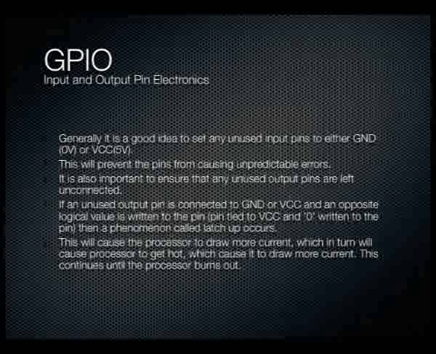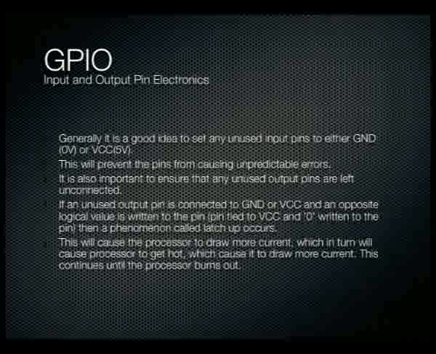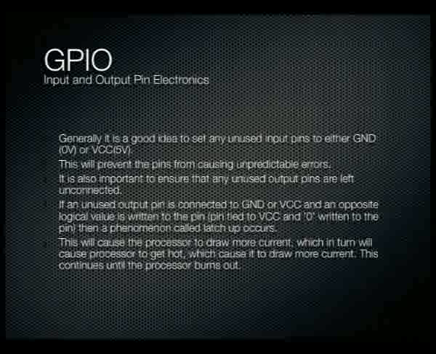Okay, so when it comes to general purpose input-output, we have a series of input and output pin electronics associated with them. Because it is an electrical device, you've got to keep that in mind when connecting it to other devices. Generally, it's always a good idea to set any unused input pins to be either ground, 0 volts, or to VCC, which is 5 volts. So you either put them high or put them low. If you set a port up as an input and you're not using it, then tie them high or low.